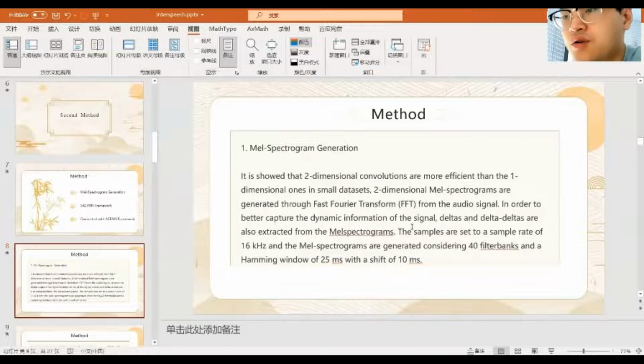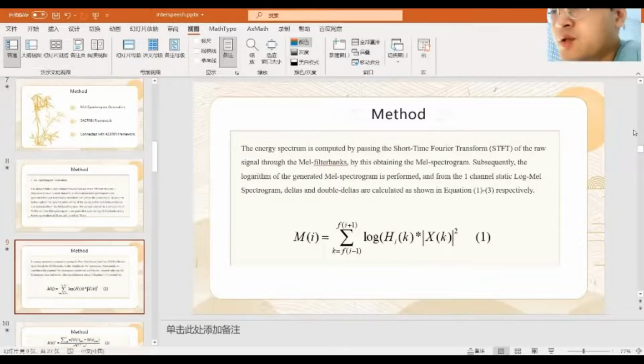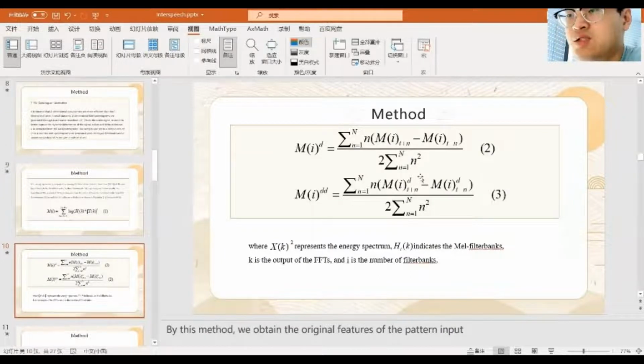Data are also extracted from the Mel spectrogram. The sample rate of the average spectrum is computed by passing the short-time Fourier transforms of the raw signal through the Mel filter banks to obtain the Mel spectrum. Subsequently, the logarithm of the generated Mel spectrum is taken, and from the one-channel static log Mel spectrums, delta and double delta are calculated as shown in equations 1 to 3 respectively. These are the three equations to extract the static, delta and delta-delta feature sets to input our proposed module.